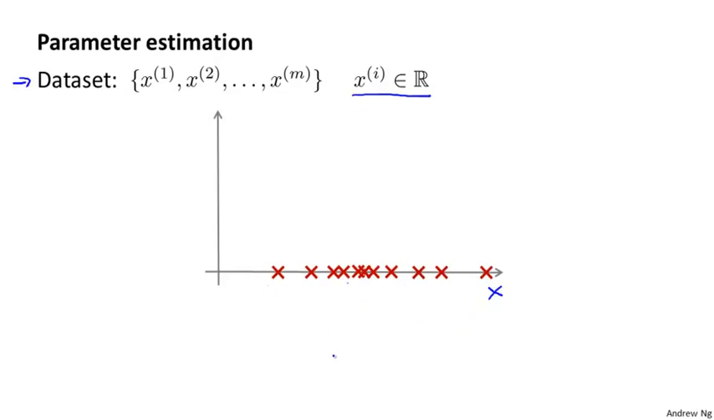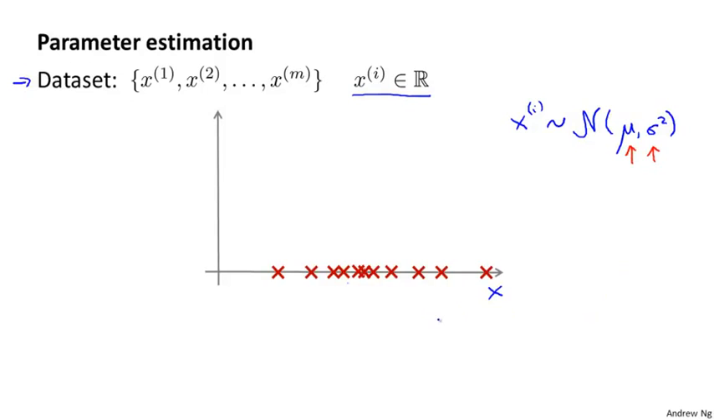And the parameter estimation problem is, let's say I suspect that these examples came from a Gaussian distribution. So let's say I suspect that each of my examples, xi, was distributed, that's what this tilde thing means, according to a normal distribution or a Gaussian distribution with some parameter mu and some parameter sigma squared. But I don't know what the values of these parameters are. The problem with parameter estimation is, given my data set, I want to try to estimate what the values of mu and sigma squared are.